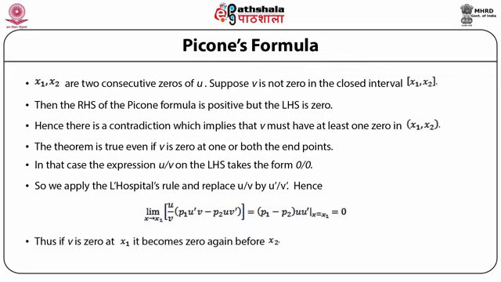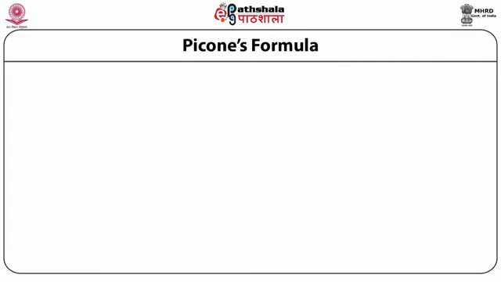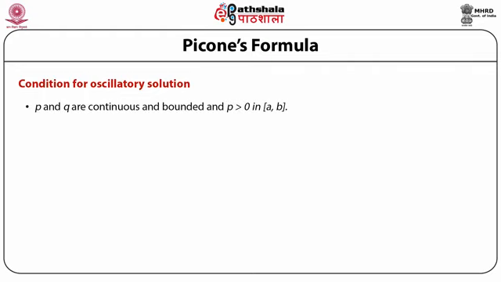The same is true if v is 0 at the other limit x2. Thus, if v is 0 at x1, then it becomes 0 again before x2. Hence, v oscillates more rapidly than u. We now wish to find conditions on the functions p(x) and q(x) for the existence of oscillatory solutions to equation 1 in the interval a to b.